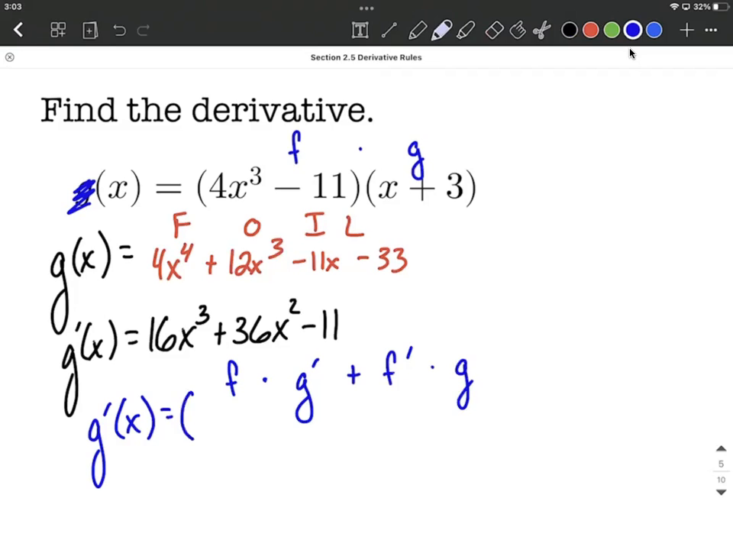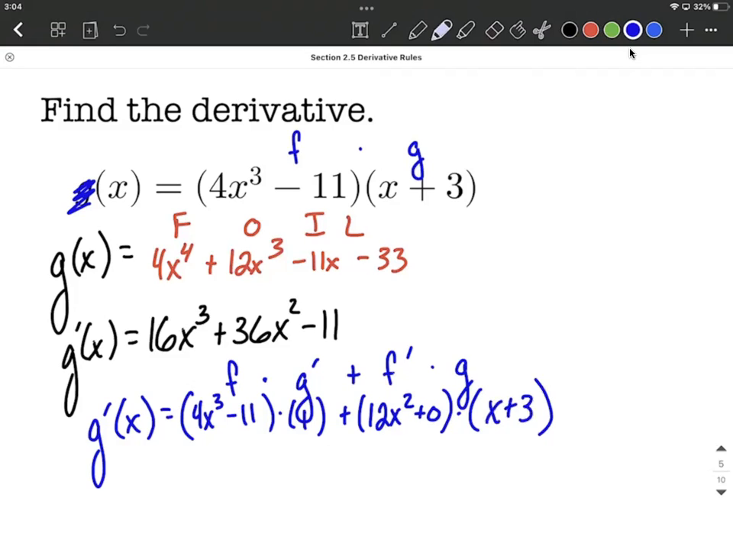So as we set this up and try to find the derivative, first thing I'd do is copy down f, that first set of parentheses, 4x cubed minus 11. Multiply that by g prime. So I want to take the derivative of x plus 3, and that's just going to be 1. Plus, next we take the derivative of the first set of parentheses. So power rule here, we get 12x squared plus 0, the derivative of negative 11, times g, we copy down the second set of parentheses.